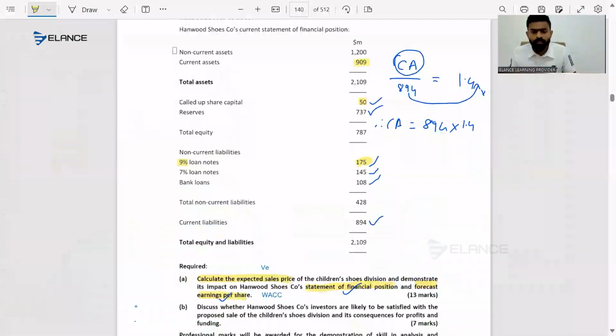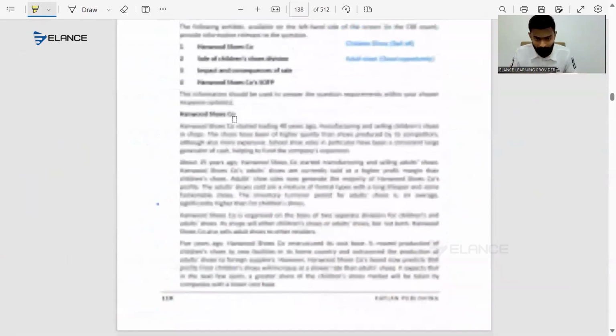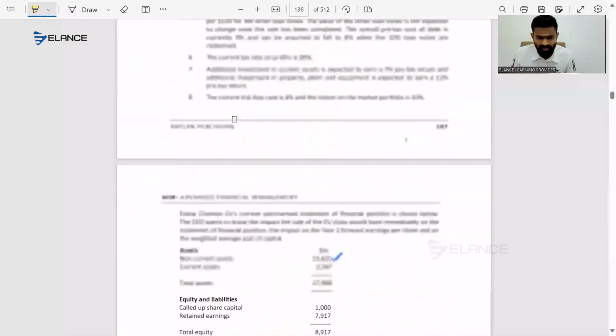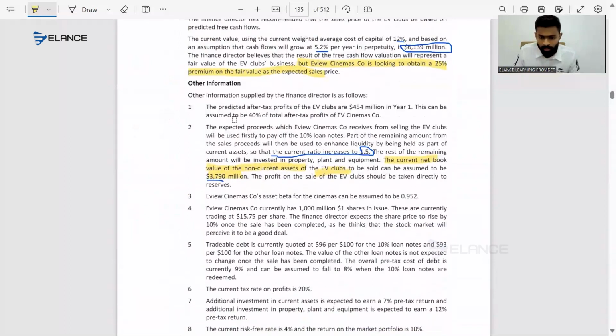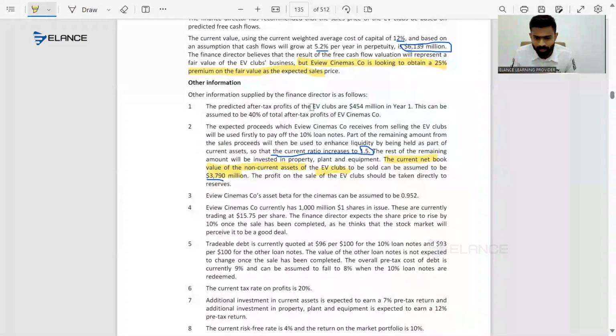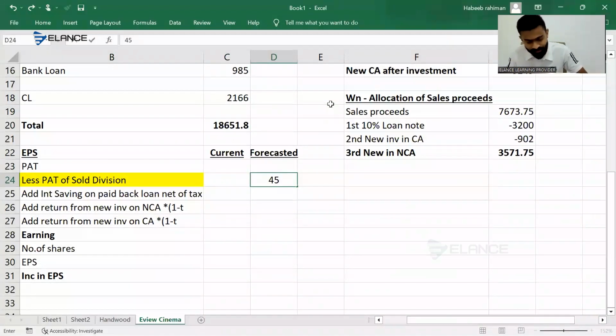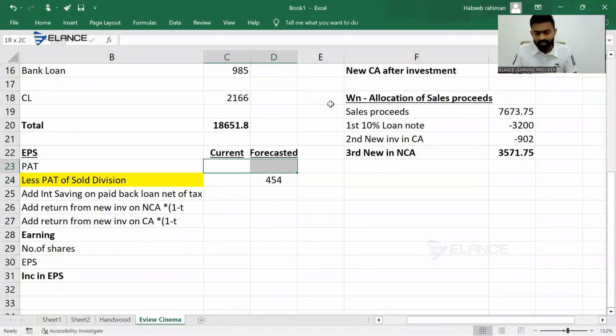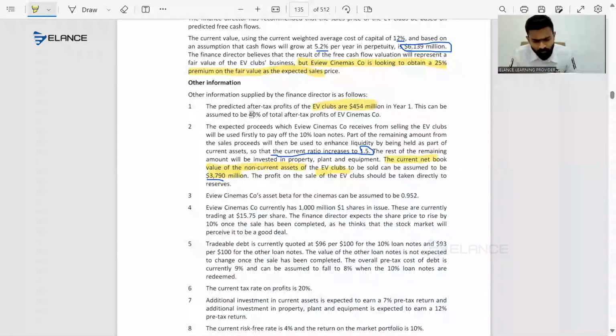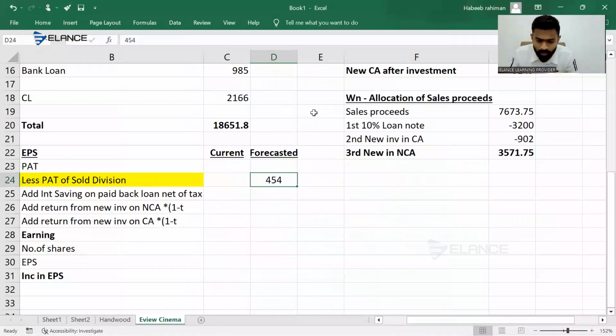So what's the current profit after tax of the entire company from the question? The profit after tax of the club is given, 454. They didn't mention the current cinemas figure, right? They said this is the 40% of the total. So what will be the total current? This is a 40%, right? So in order to get the total, this will be multiplied by 100 by 40.